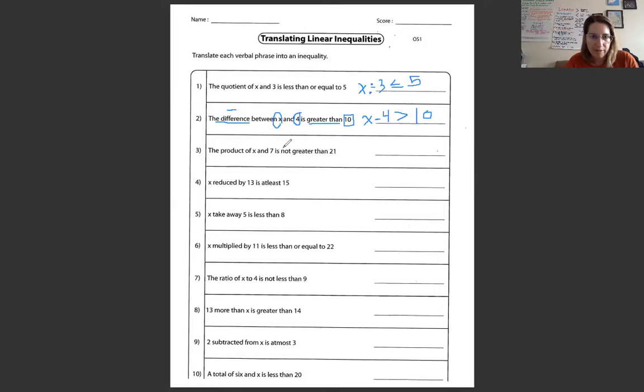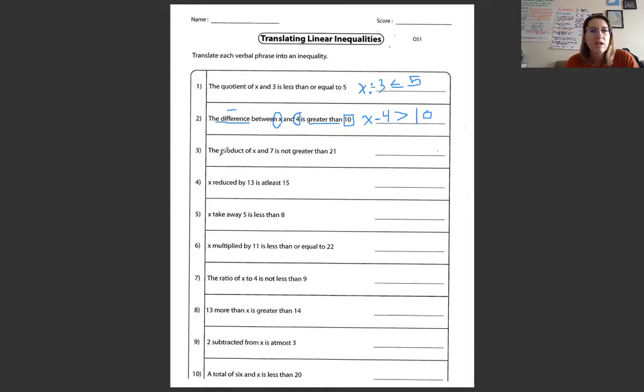We'll do one more together, because I think it's really important for you guys to see how this one can be written multiple ways. And you get to see a really great example as to why we've stopped using x to represent multiplication. So the product of x and 7 is not greater than 21. Okay, that's a tricky one. All right, so we're going to reread it. The product of x and 7 is not greater than 21.